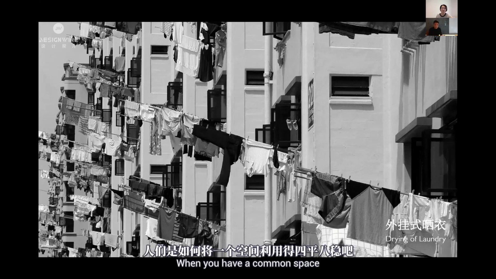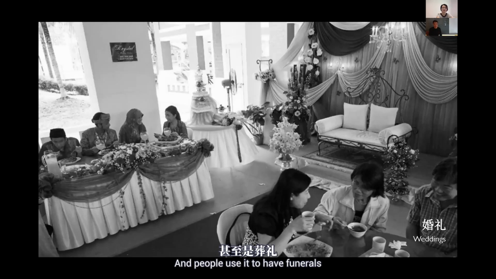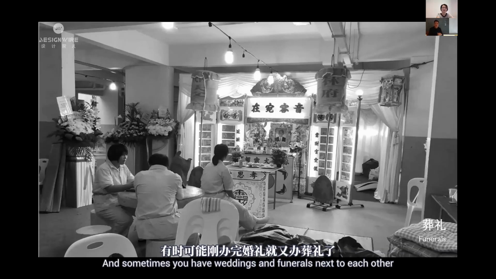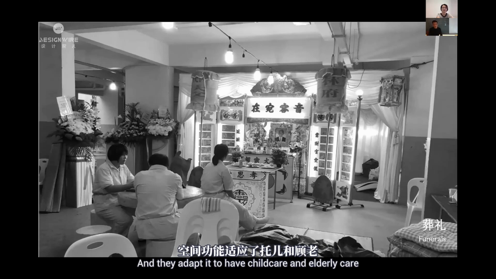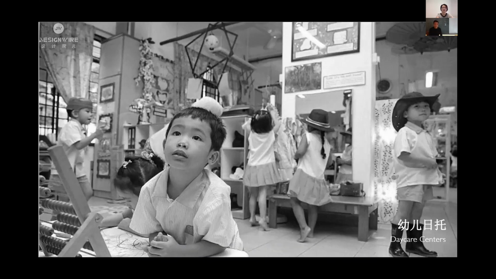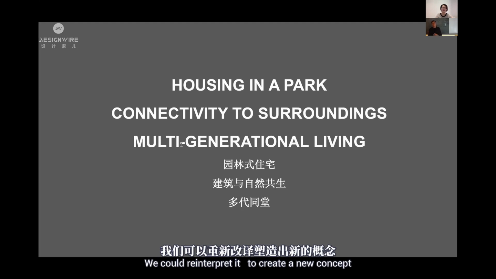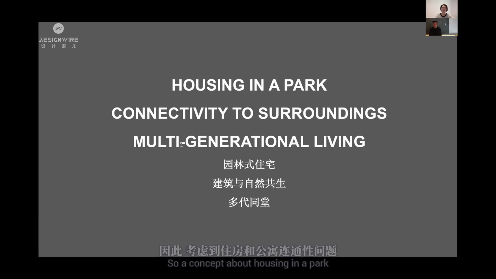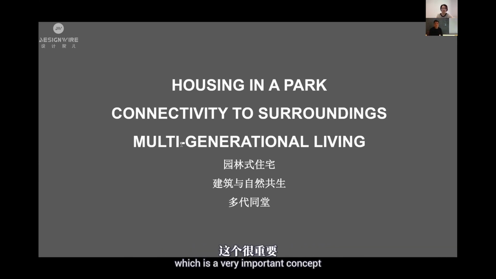When you have a common space, people use it to socialize. It's unprogrammed. People use it at weddings, and people use it at funerals. And sometimes you have weddings and funerals next to each other. And they adapt it to have childcare and elderly care. So I realized that the program that we were given, we could reinterpret it to create a new concept. So the concept of housing in a park, connectivity to surroundings, and multi-generational living, which is a very important concept.